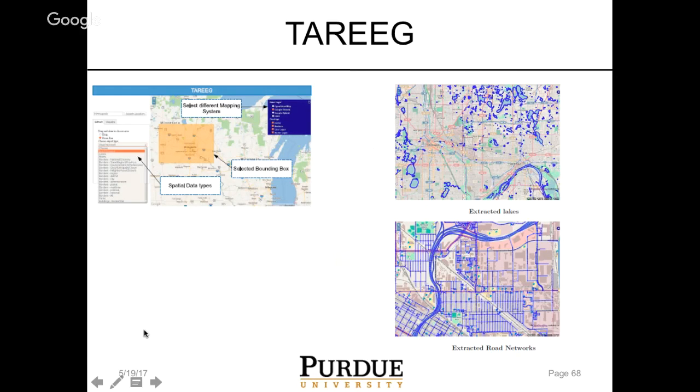This is the user interface from the Tareeq service. It has a map that allows the user to specify the spatial range of interest, and there is also a list of textual objects of interest that need to be extracted from this map.